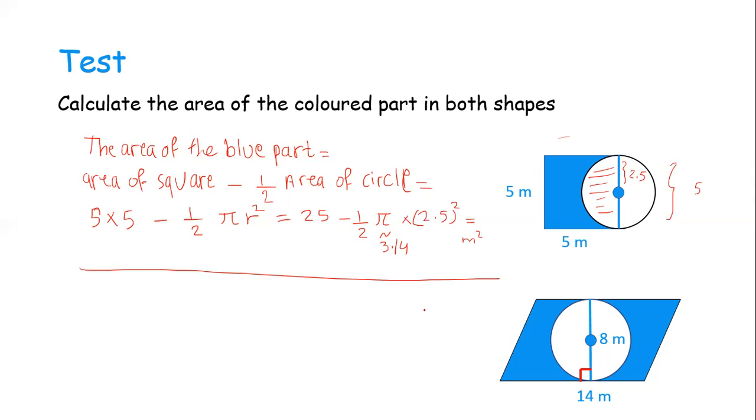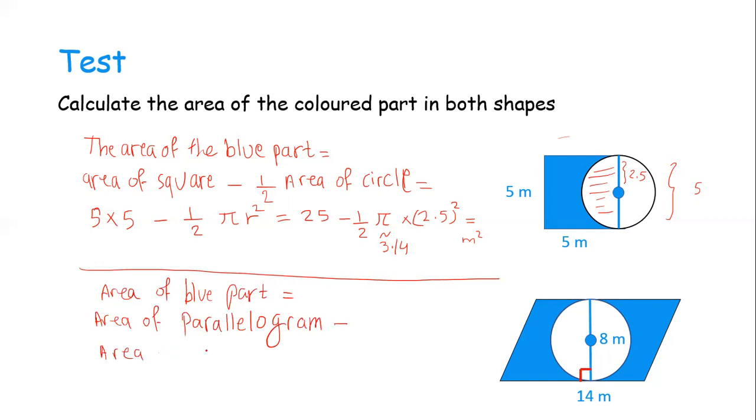Now let's move to the other shape where the area of the blue part is equal to the area of the parallelogram we see here. If you like, you can watch my videos, parallelogram part 1 and 2, in order to see how we concluded the area of a parallelogram. So it's the area of the parallelogram minus the area of the circle we see here.